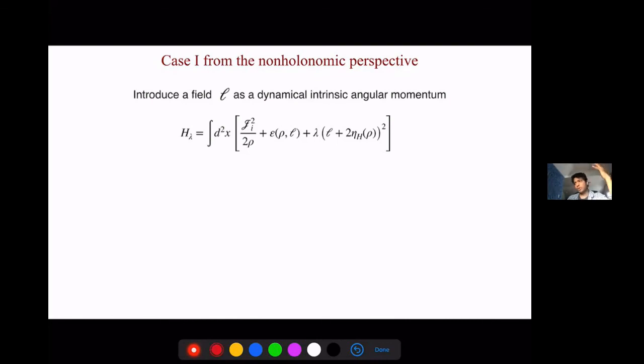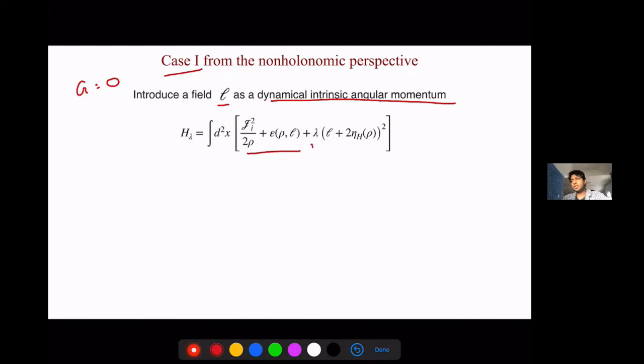Within our theory, what we can do is consider case 1 where G is 0, so there are no additional G-type terms in this Hamiltonian. But I expand my Hamiltonian structure by introducing an additional dynamical variable, a dynamical intrinsic angular momentum density, with a separate equation of motion. So in this enlarged Hamiltonian system, everything is Hamiltonian. They even satisfy the Jacobi identity and everything.